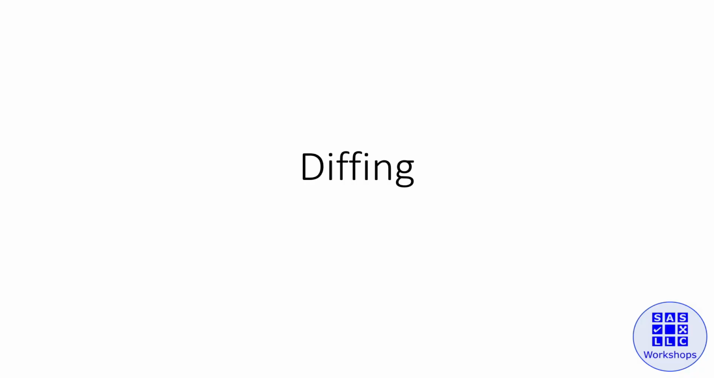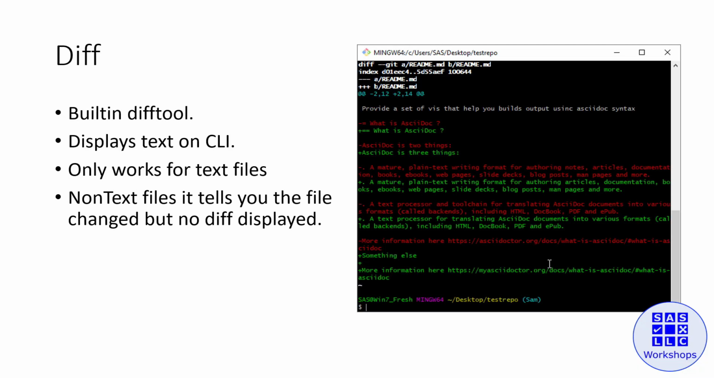One of the main reasons to keep a history of your project is to be able to see what has changed. Diffing is what allows us to view those changes. There are two main commands, git diff and git difftool. git diff uses a built-in diff tool. It displays the text in the CLI window. It only provides meaningful results for text files.